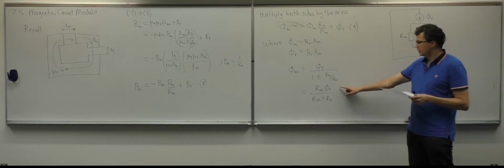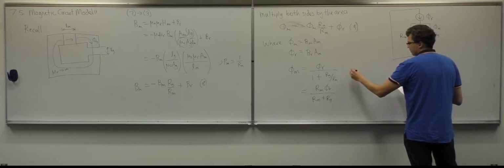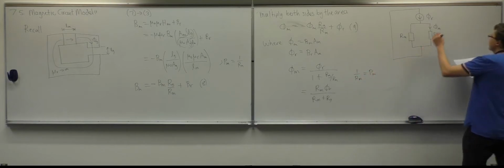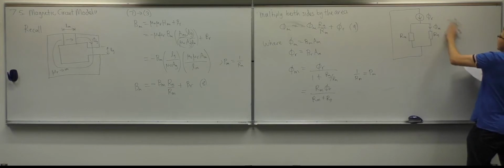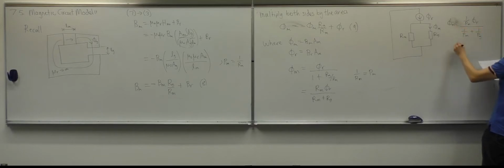Another way of writing this in terms of permeance is, so 1 over the reluctance is the permeance, as I said before, so we could also write this as flux m is equal to 1 over Pm flux R divided by 1 over Pm plus 1 over Pg, or that gives Pg flux R over Pm plus Pg.